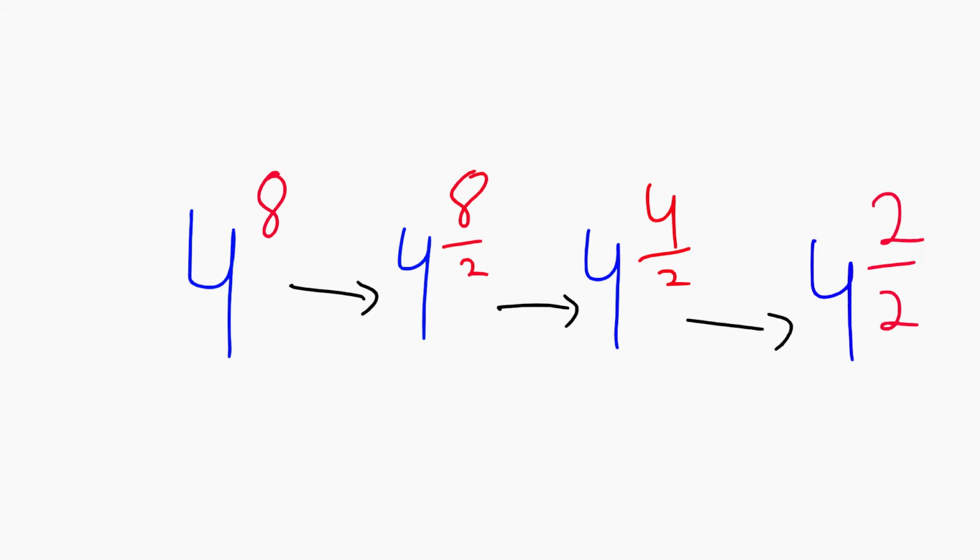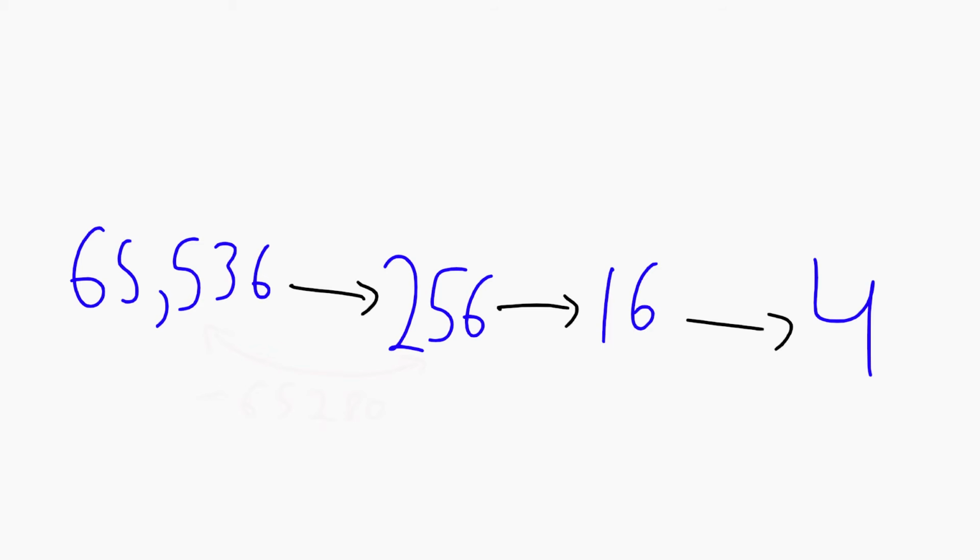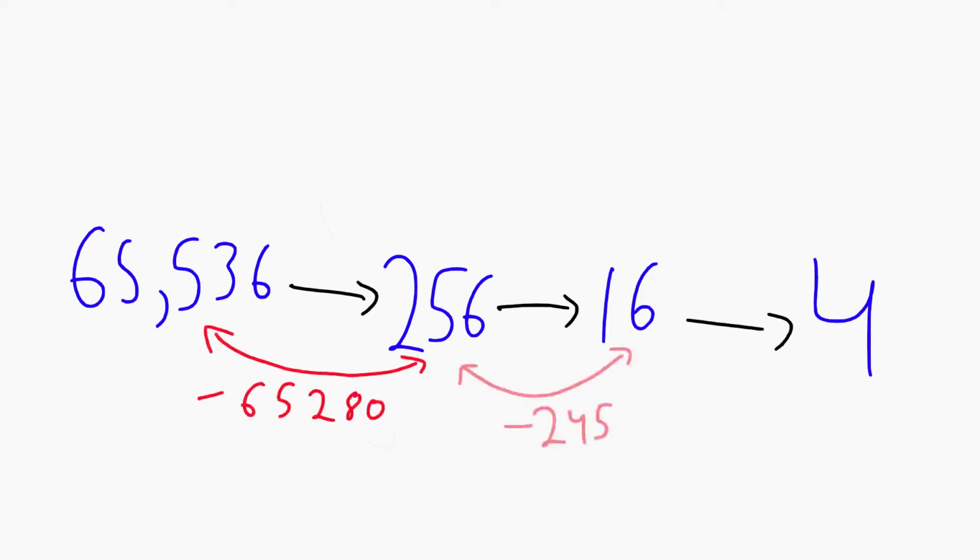Let's write what we just did in descending order to see if we can notice a pattern. Let's first try subtraction. And there isn't really anything that pops out. As you can see, the difference from the first to second is 65,280, second and third is 240, and third and fourth is 12.